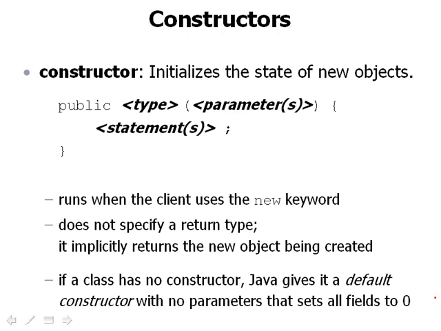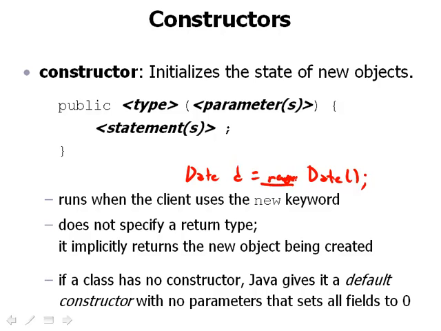A constructor is a piece of code that initializes the state of new objects as they're being created. And so when you say something like date d equals a new date, you're calling a constructor. Anytime you call that new keyword, you are calling a constructor.